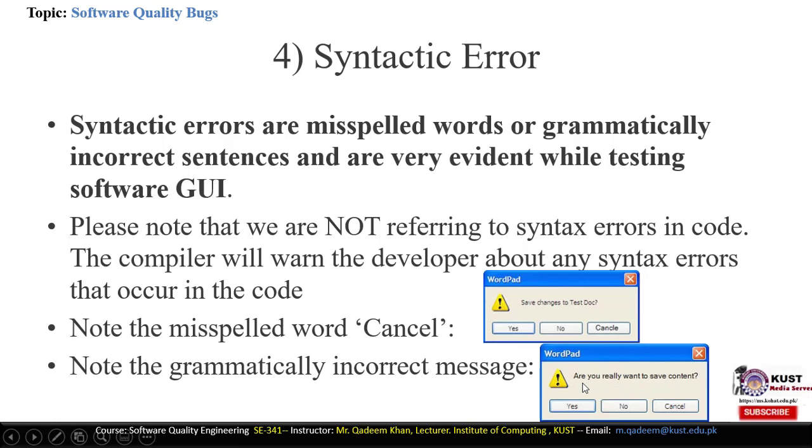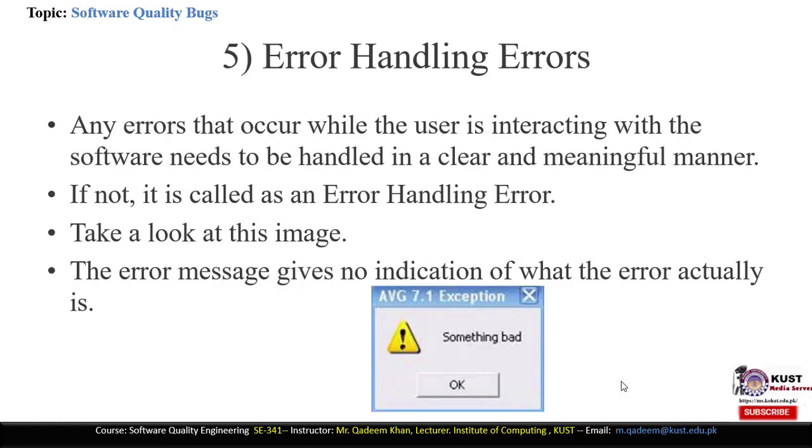That means that we can still understand the message, even with the grammatical mistakes. But in the case of error handling errors, the information provided is incorrect and insufficient as well. It says that something bad has happened. So what something bad has happened in the exception?